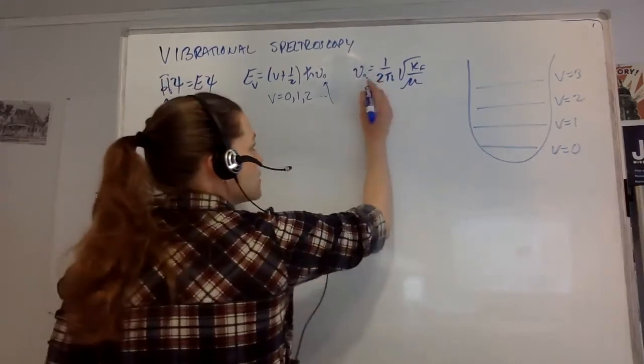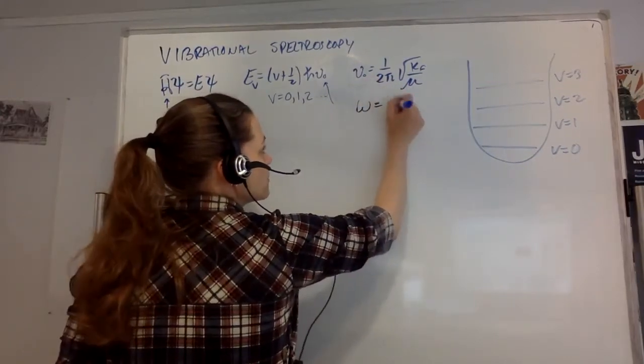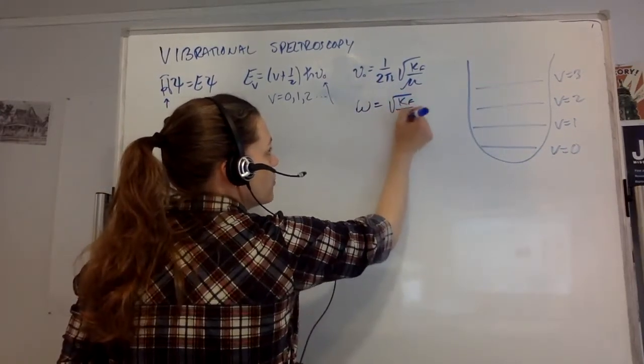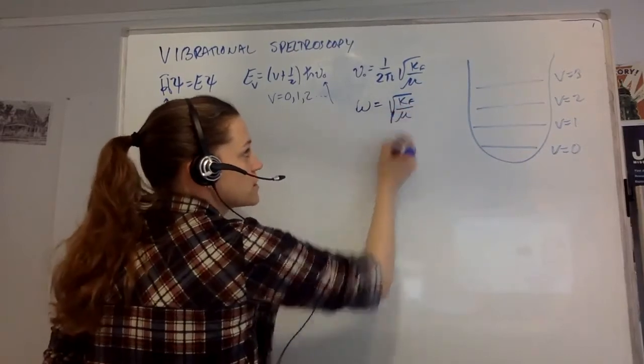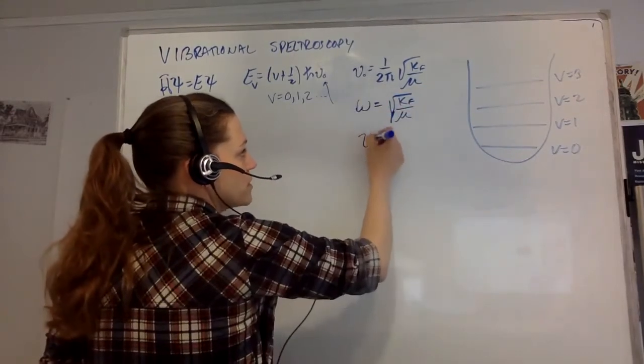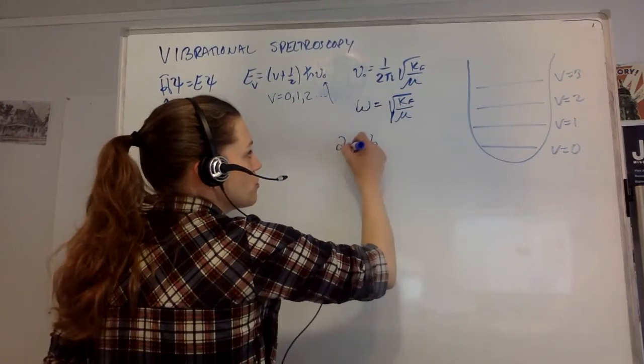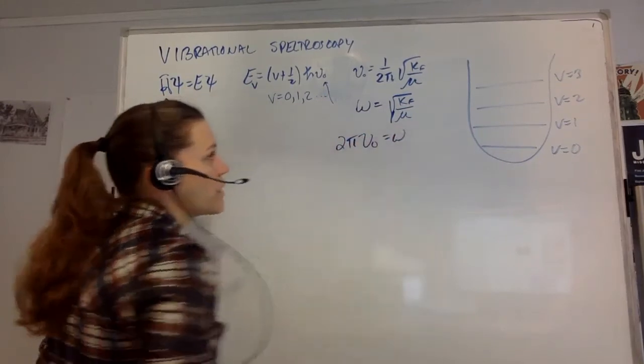Now notice, normally you would see this as ω equals the square root of kf over μ. μ is your reduced mass. But here I've got ν0, which is ω over 2π.